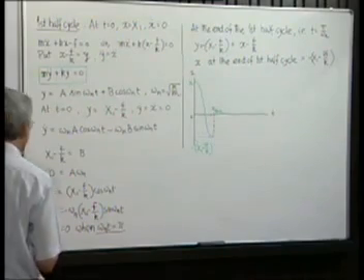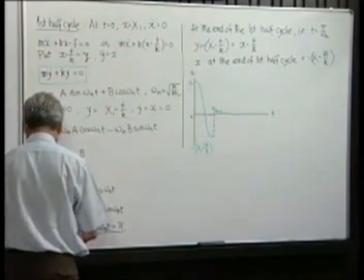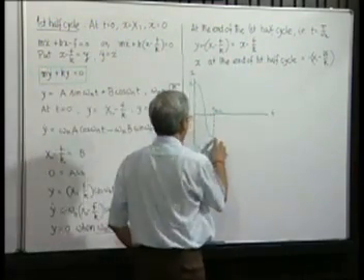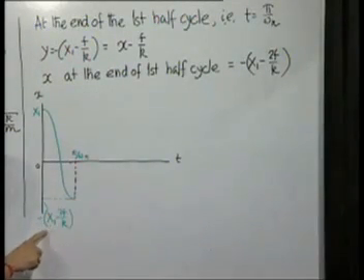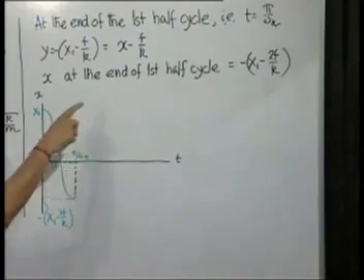Next, let us take up the second half cycle. That means what happens when the motion starts from here. Again velocity is 0, x is equal to this much. What will be the next half cycle?